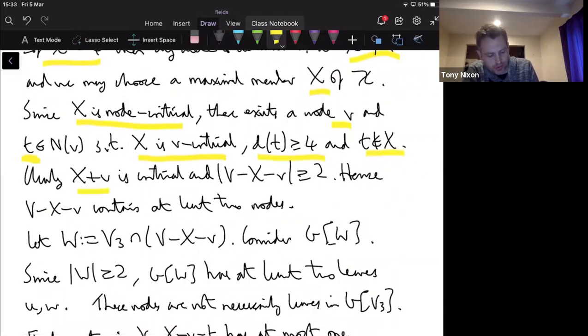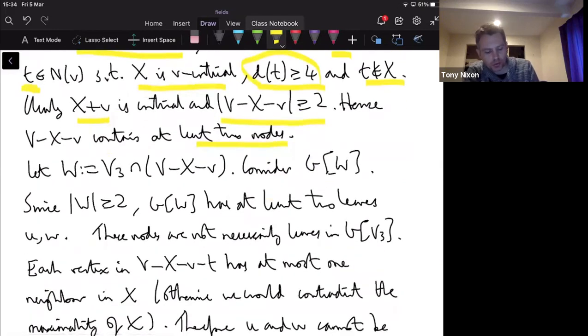Since X plus V is critical and the degree of T was at least 4, we know that there are at least 2 vertices outside of X plus V. And hence we can apply a lemma from last time to say that there are at least 2 nodes outside of X plus V. So now we want to look in this part of the graph, V minus X minus V, and we want to look at the degree 3 vertices in that part. So take the subset of all degree 3 vertices and intersect it with this part outside and call that W.